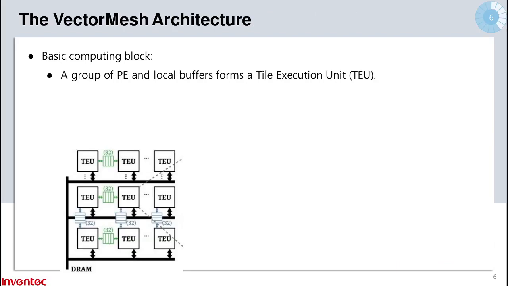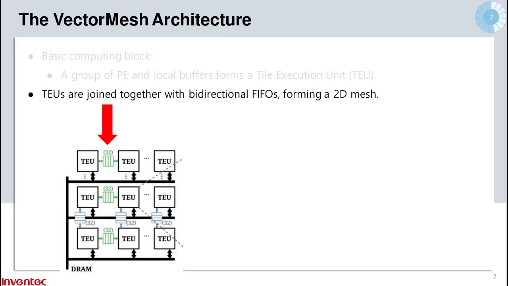To minimize the global buffer bandwidth and avoid the data duplication across the buffers, we propose the VectorMesh architecture. The basic unit of this architecture is the Tile Execution Unit, or the TEU. A TEU consists of several PEs and local buffers, which is similar to the vector processor. The neighboring TEUs are joined with a small FIFO, such that the TEUs form a 2D mesh.